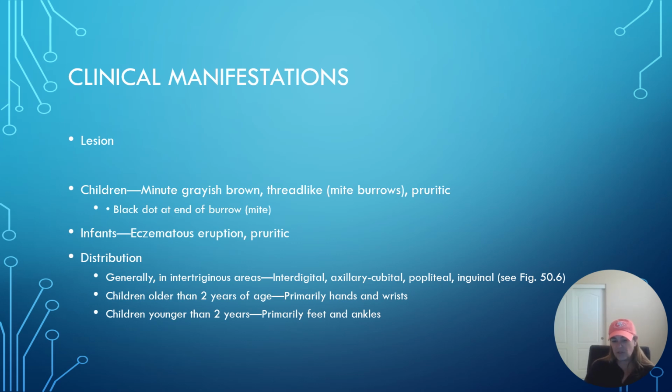Distribution, where do they usually find it? Interdigitally, so in between the digits, axillary, cubital, popliteal, inguinal. If you look at figure 50.6 in your book, you can see more of where that distribution is going to be. Children older than 2 years of age usually see it primarily on their hands and their wrists. And younger than 2 years of age, they're going to see it mostly on their feet and their ankles. So age does have a little bit of a factor in where you're going to find these locations where the mites have burrowed.